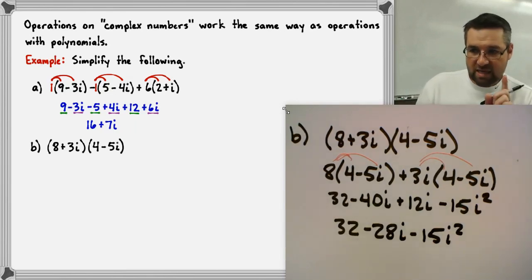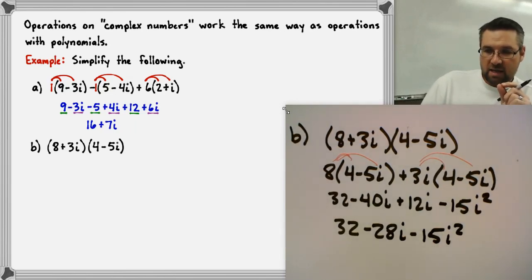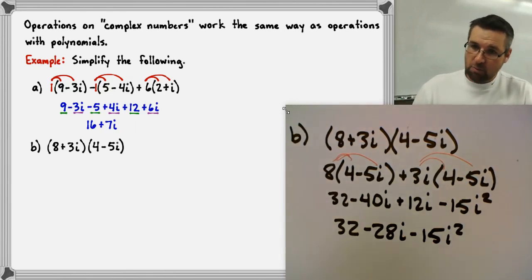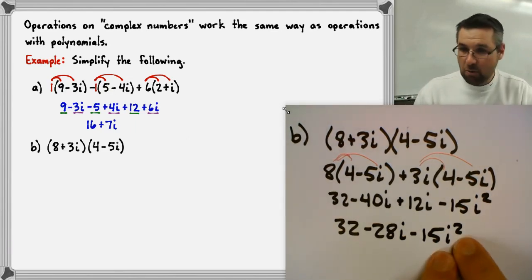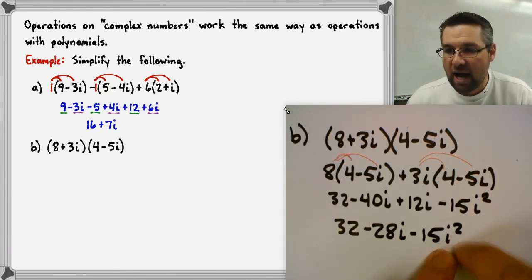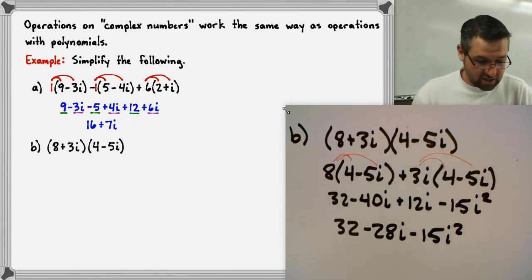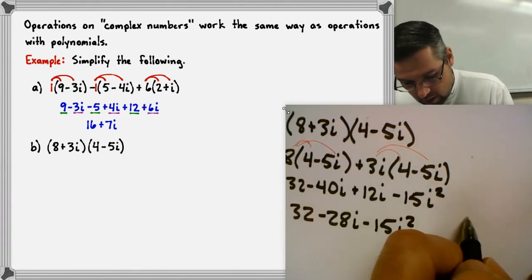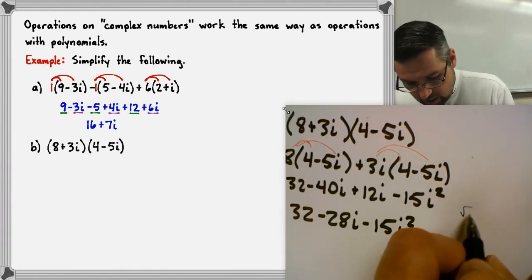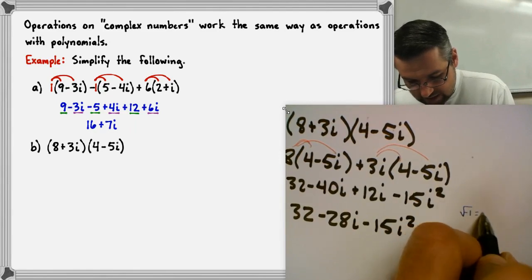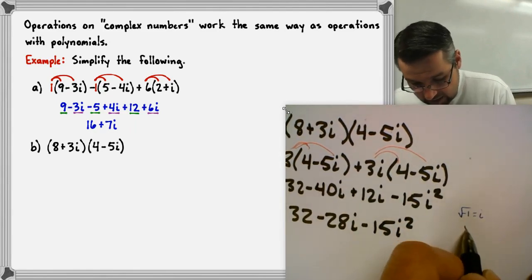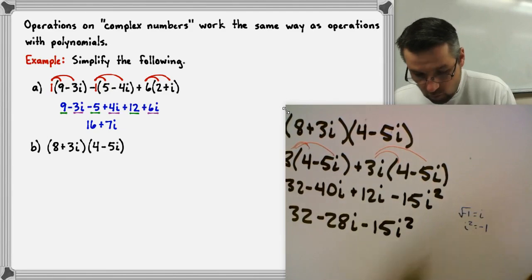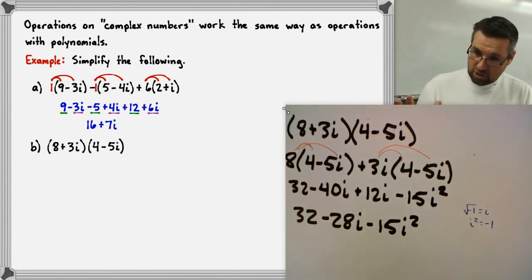But the one thing that we can do differently in imaginary numbers that we can't do with polynomials is deal with this i squared, because we know what i is. And in fact, we know what i squared is. Remember, I'm going to write it down here. Remember, the square root of negative 1 is i, and i squared is negative 1. I told you had to know those two things.